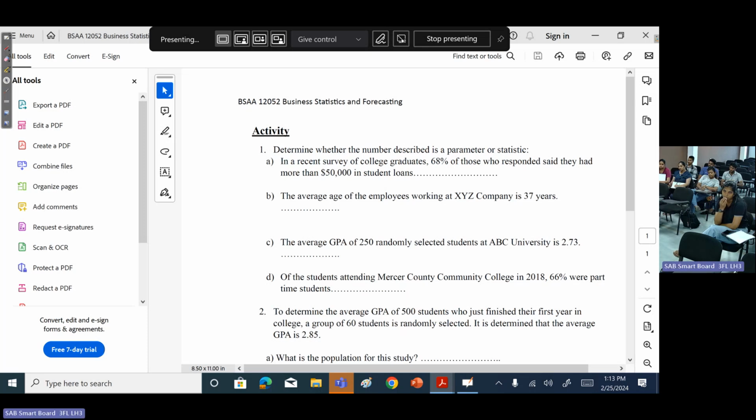Okay, then it is a parameter or statistic? Parameter. Here, of the students attending Mercer County Community College in 2018, 66% were part-time students; the remaining are full-time students. Understood? That represents the population characteristic, and we call that a parameter. Understood? Okay.